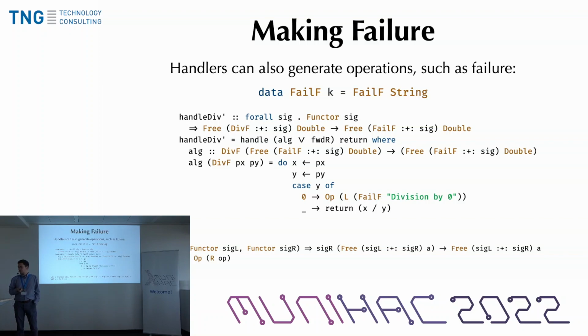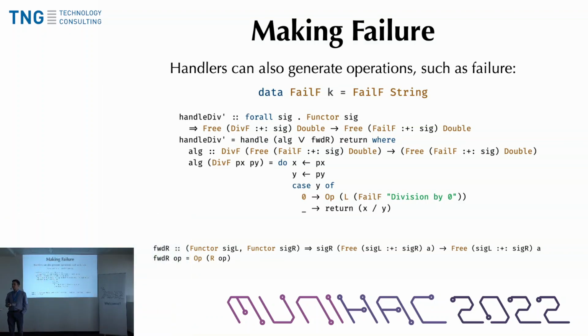Handlers can also generate operations such as generating nodes in the tree that indicate that failure occurred. So they don't have to enact on the failure straight away. They can simply say, something went wrong, and somebody else is going to handle that failure. I don't know who it is, but they will. And so what we're going to do now is we're writing a different handler for division. So it takes in division and the rest of the signature, and it produces, the rest of the signature remains untouched. Division is gone, but now we've replaced division with some failures.